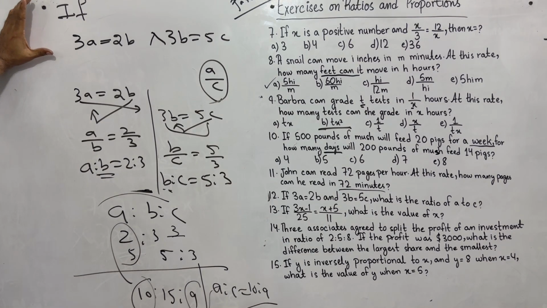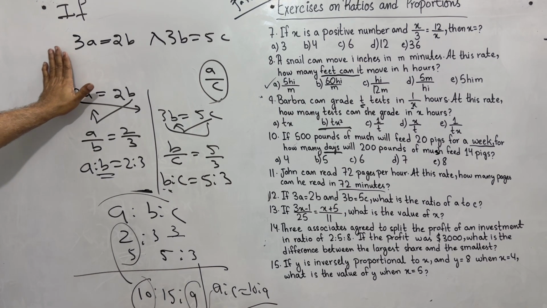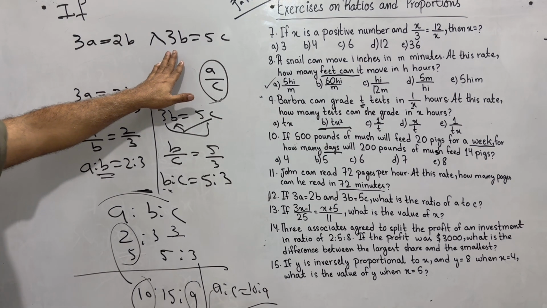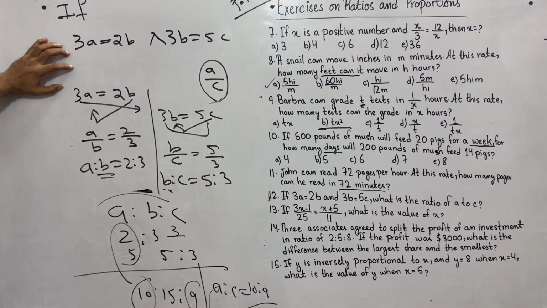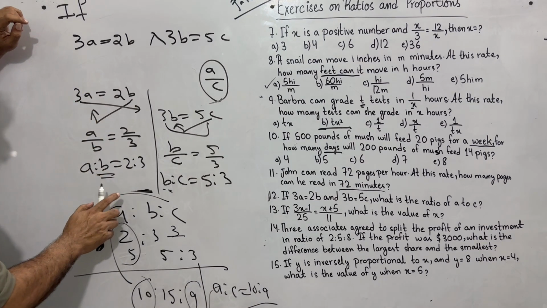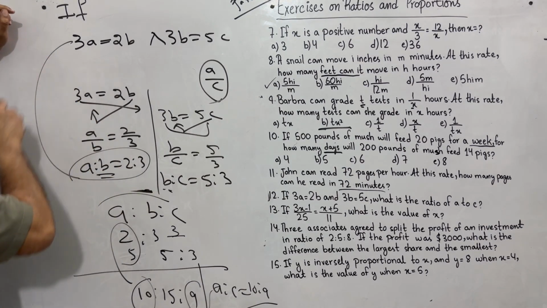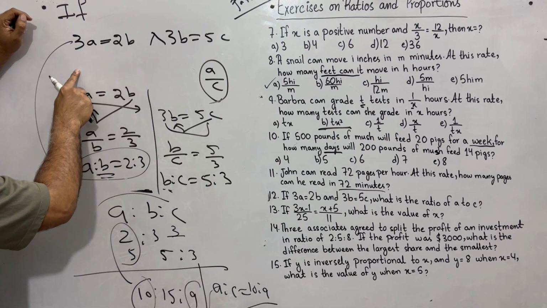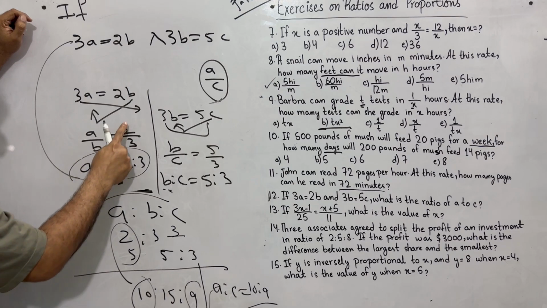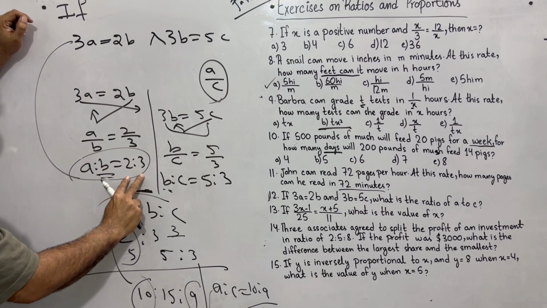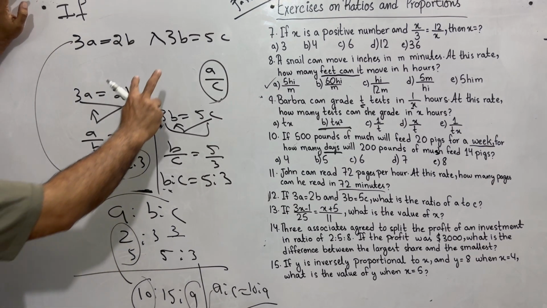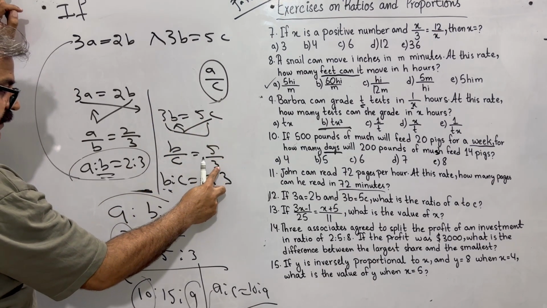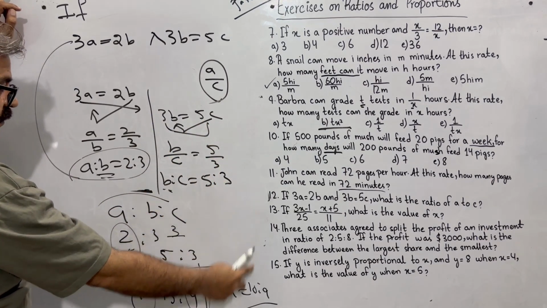Let me read again and explain again. 3 times a is equal to 2 times b, and 3 times b is equal to 5 times c. Manage the ratio. It is an indirect question. Instead of giving the ratio directly, he has given this. From this, we can arrive here. Shift b here, 3 here, a over b is equal to 2 over 3, or A ratio B is equal to 2 over 3. Similarly, 3B is equal to 5C. Shift C here, 3 here, it will become B over C is equal to 5 over 3, or B ratio C is equal to 5 over 3.